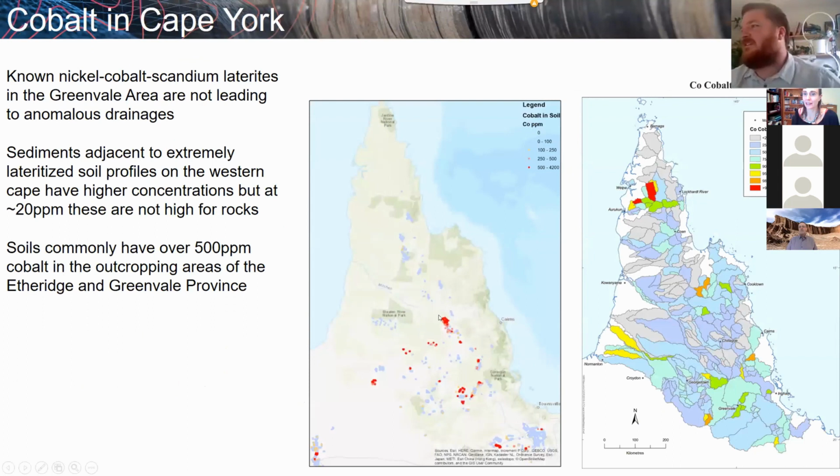In the Cape York area, even though we know we've got cobalt associated with nickel and scandium mineralisation in the Greenvale province, we don't actually see that reflected in the catchment geochemistry, whereas in the soil geochemistry we see significant anomalism associated with those deposits and some of the tertiary basalts as well. So obviously catchment geochemistry is not pure to everything.